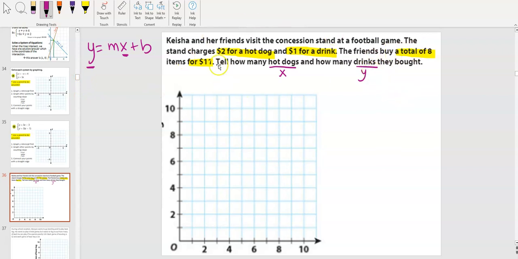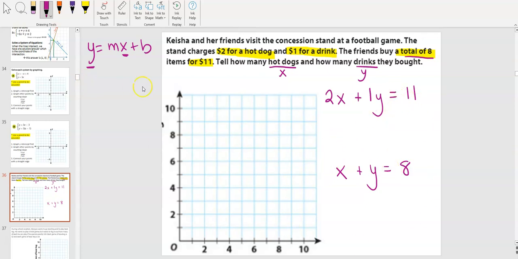Okay, based upon the word problem, I can write two equations with the information provided. So I know that they spent $11 and that each hot dog costs $2. So $2 times the number of hot dogs plus $1 times the number of drinks equals a total of $11. Okay, that is my first equation. Now, they also tell me that there is a total of 8 items. So I'm going to go ahead and write an equation for the items. So we have, I don't know how many hot dogs, plus I don't know how many drinks will make 8 total items. These are my two equations that are in standard form.